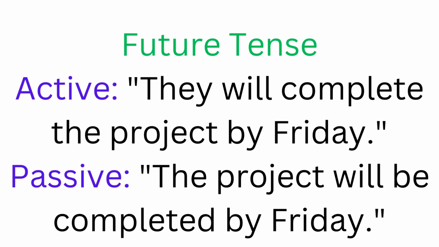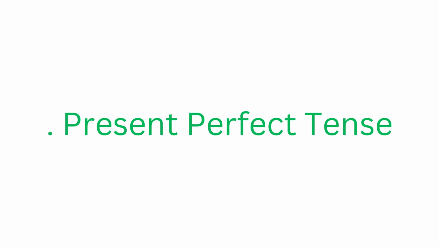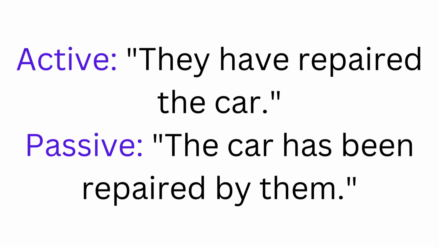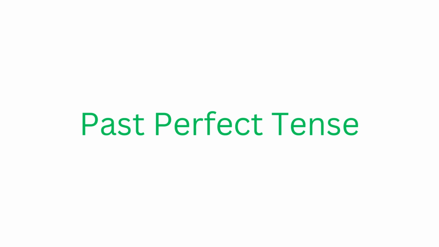5. Future tense. Active: They will complete the project by Friday. Passive: The project will be completed by Friday. Active: The teacher will give the lecture. Passive: The lecture will be given by the teacher. 6. Present perfect tense. Active: They have repaired the car. Passive: The car has been repaired by them. Active: She has written the letter. Passive: The letter has been written by her. 7. Past perfect tense.